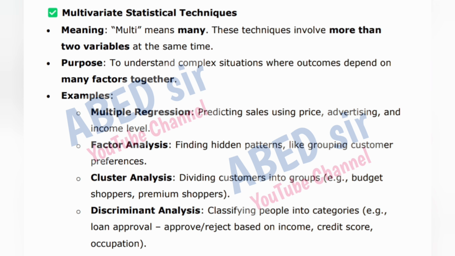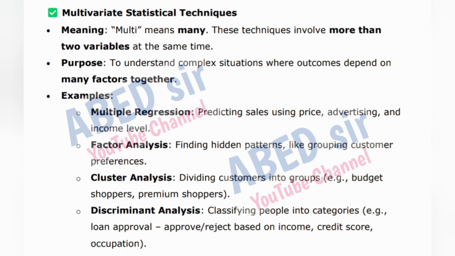These techniques involve more than two variables at the same time. Purpose, to understand complex situations where outcomes depend on many factors together. Examples. Multiple regression, predicting sales using price, advertising, and income level. Factor analysis, finding hidden patterns, like grouping customer preferences. Cluster analysis, dividing customers into groups, example, budget shoppers, premium shoppers.